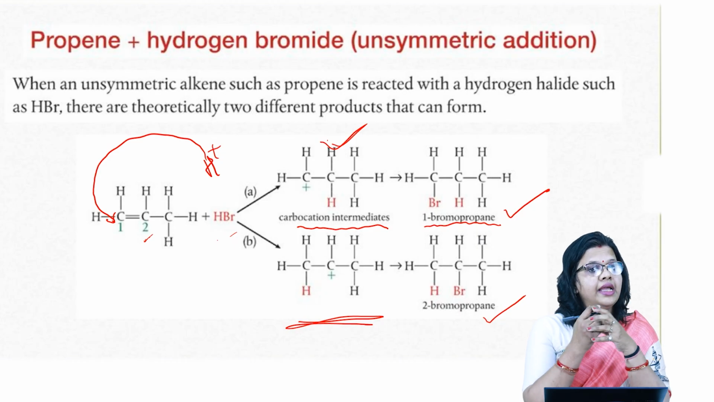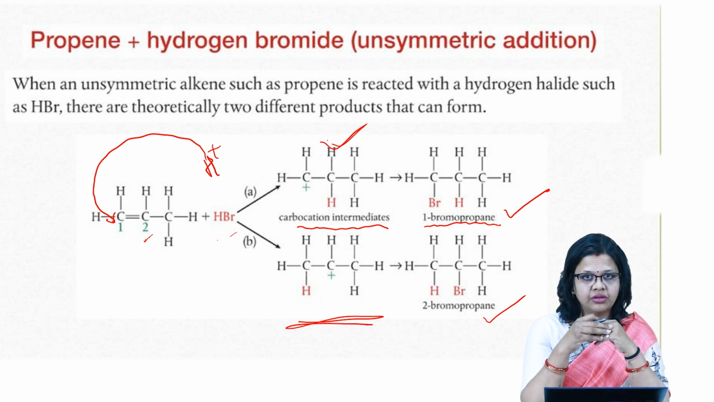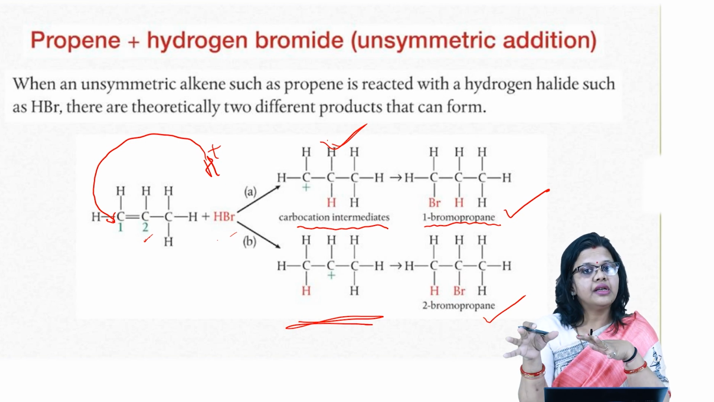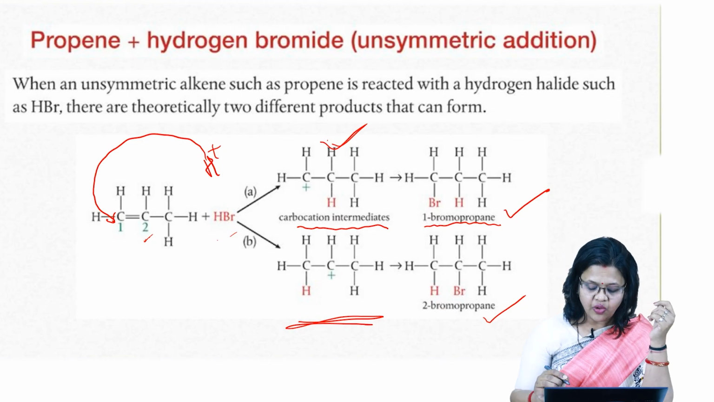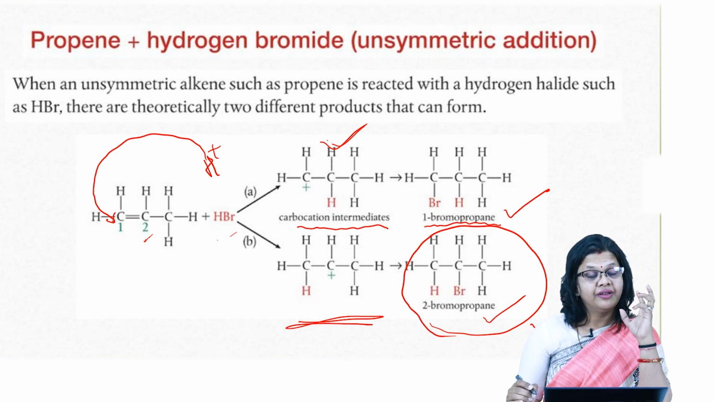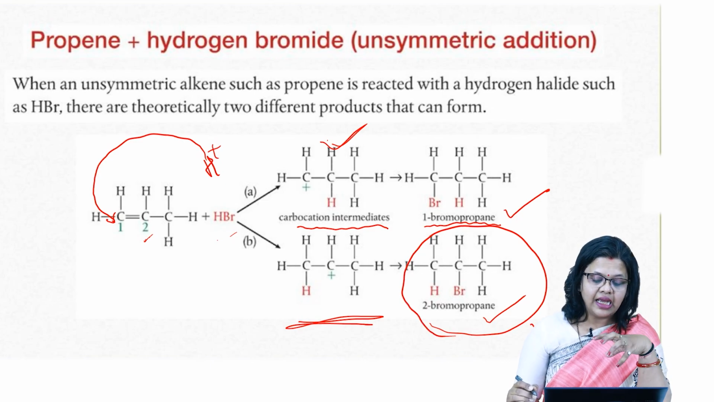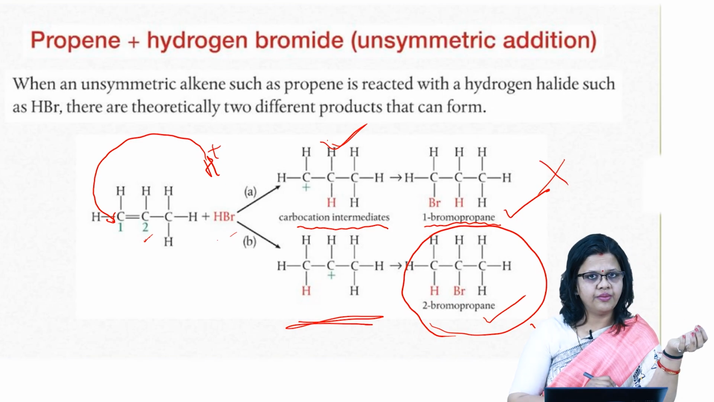So what do you think? Is it possible that both reactions will occur at the same rate, or will one occur and the other not? Actually, when the real mechanism was performed and studied, it was found that only 2-bromopropane is the product that is formed when the addition of hydrogen bromide occurs on propene, whereas 1-bromopropane is not formed. So why is it so? What is the reason behind it?